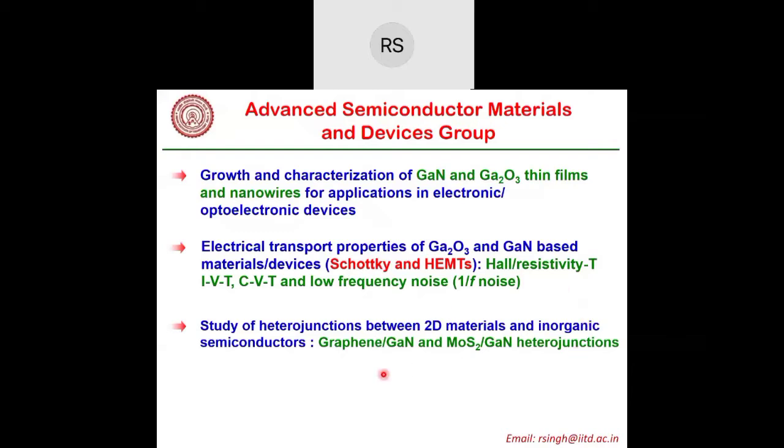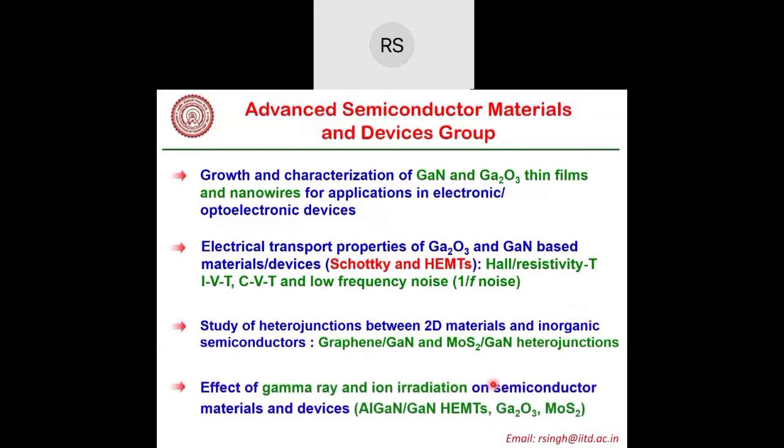So we study the 2D-3D heterojunctions, and also the effect of irradiation, because a lot of these devices work under harsh environments, specifically the wide band gap semiconductors. We study the effect of gamma rays and ion irradiation on the electrical properties and even the structural properties of these semiconductors. A lot of work has been done in our group on AlGaN-GaN high electron mobility transistors, which will be used in 5G applications for high frequency, high power applications, and similarly on gallium oxide and MoS2. So these are some of the research activities which we are carrying out in our group at IIT Delhi.